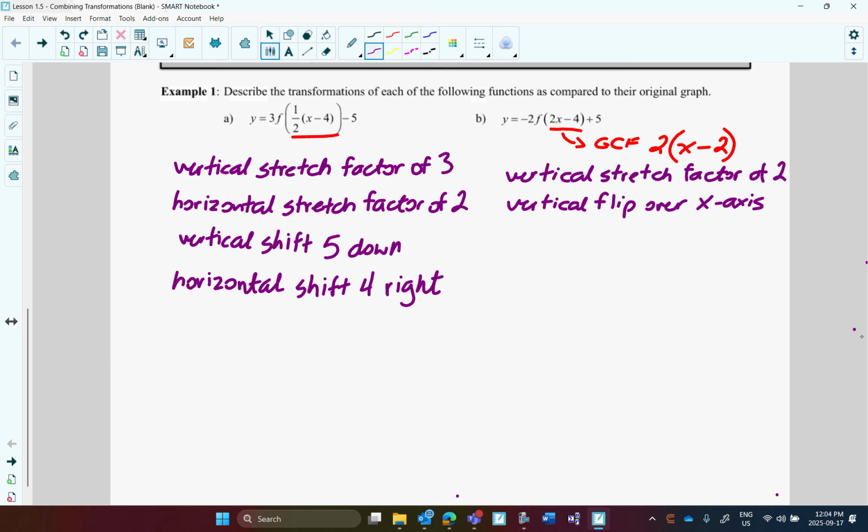Okay, so we've dealt with the negative and the 2. Remember, this is the form we're looking at, not this form. Simon? Stretch by factor. Horizontal stretch, factor of 1/2, because you got to flip it. So that takes care of that. Alyssa? Vertical shift 5 up.